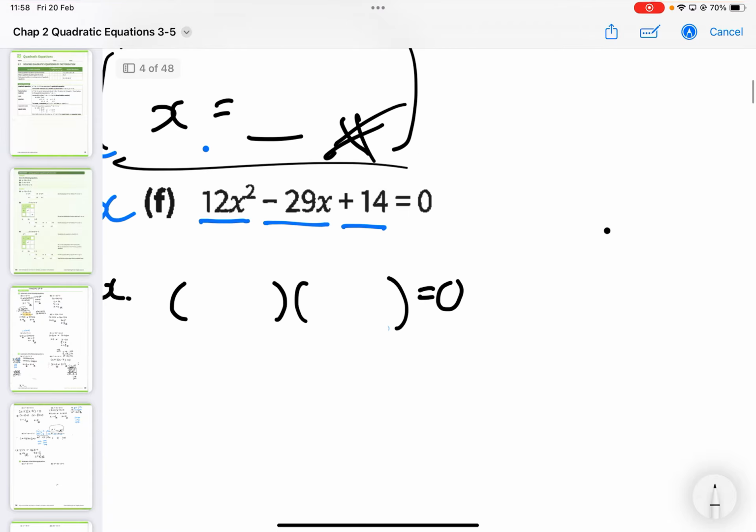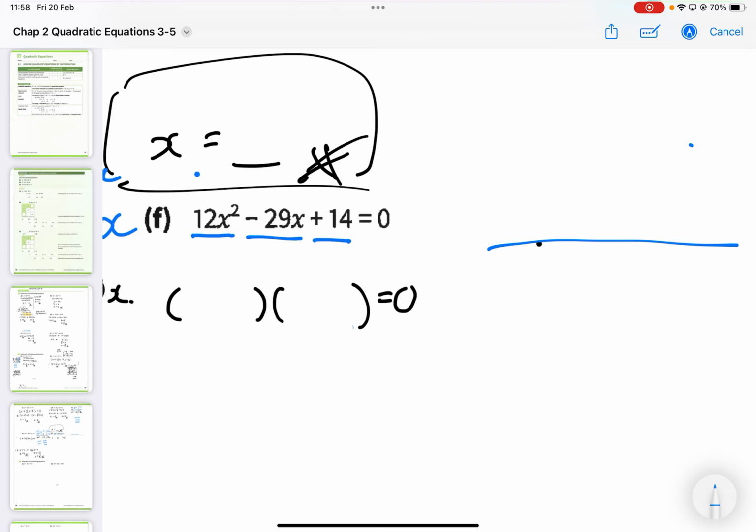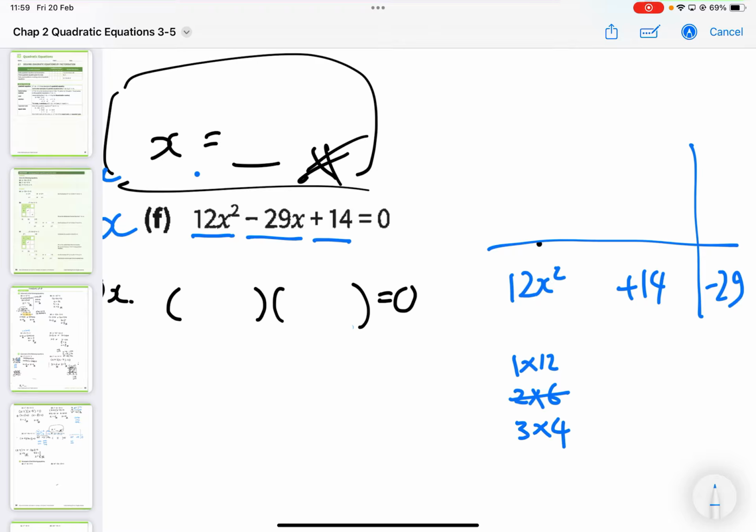Okay? So the factorization, I do at the side, like that, 12x squared plus 14x minus 29. Okay? Then again, this one is minus 29. So I cannot have both even numbers. Okay? So it can be 1 times 12, 2 times 6 cannot. It can be 3 times 4. Then 14 can be 1 times 14, 2 times 7.